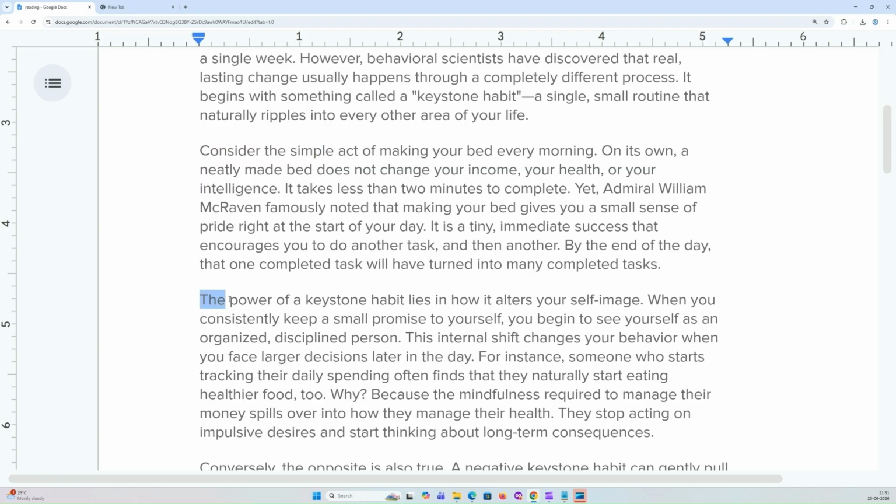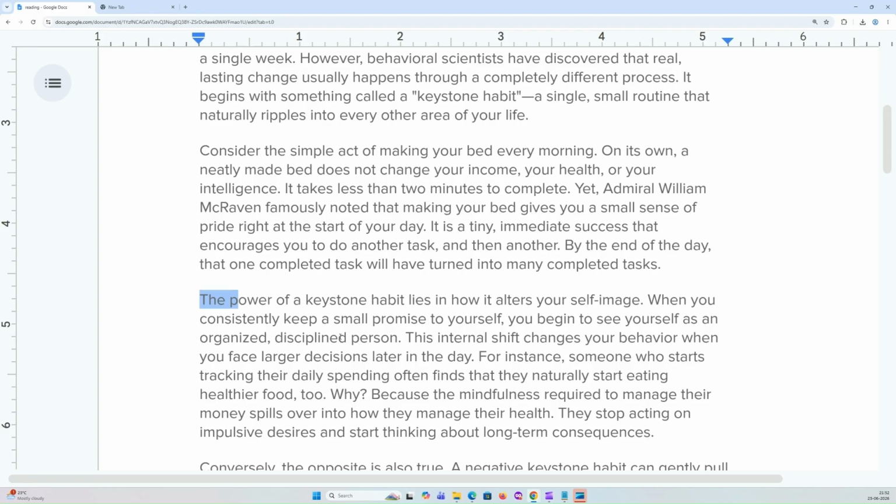The power of keystone habit lies in how it alters your self image. When you consistently keep a small promise to yourself, you begin to see yourself as an organized, disciplined person. This internal shift changes your behavior when you face large decisions later in the day.